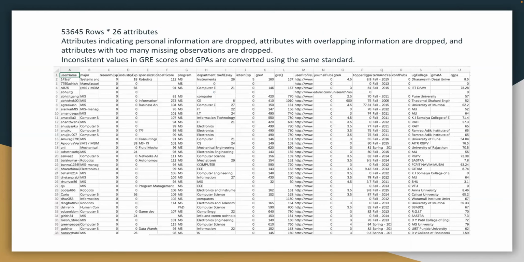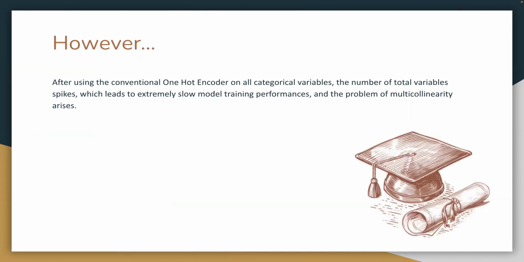First of all, is an overview of the dataset. There are over 53,000 rows and 26 attributes. Attributes indicating personal information are dropped. Attributes with overlapping information are dropped. And attributes with too many missing observations are dropped. Also, inconsistent values in GRE scores and GPAs are converted using the same standard.